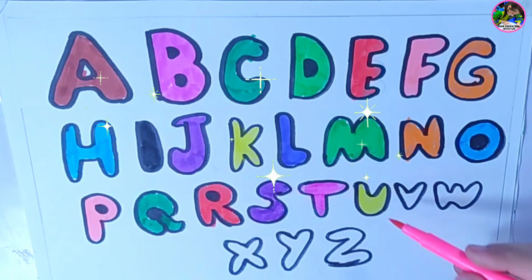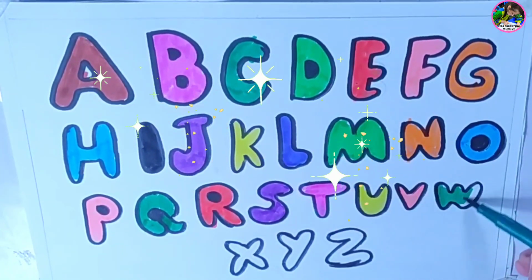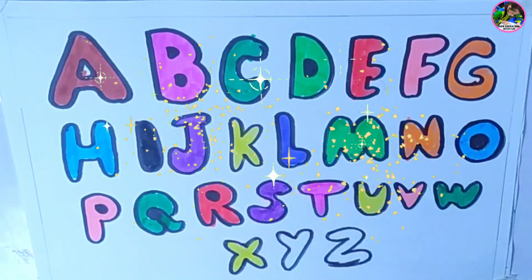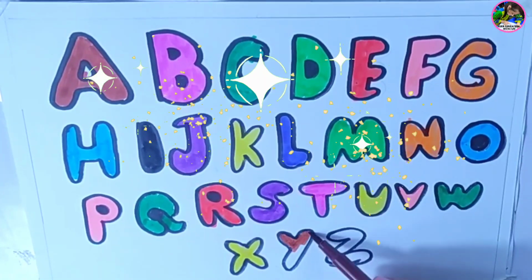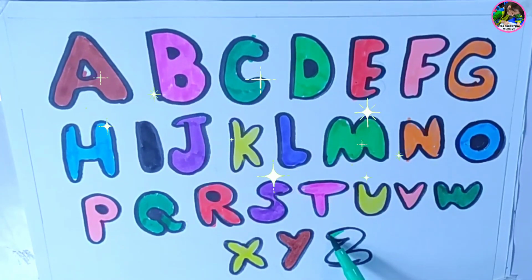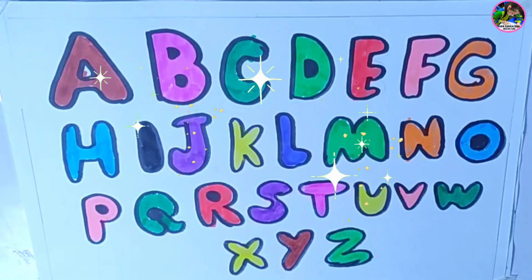Yellow color. U. U is for umbrella. V is for violin. W is for watermelon. Yellow color. X. Xylophone. Dark brown color. Y. Yo-yo. And the last letter is Z. Light green color. Z. Z is for zebra.